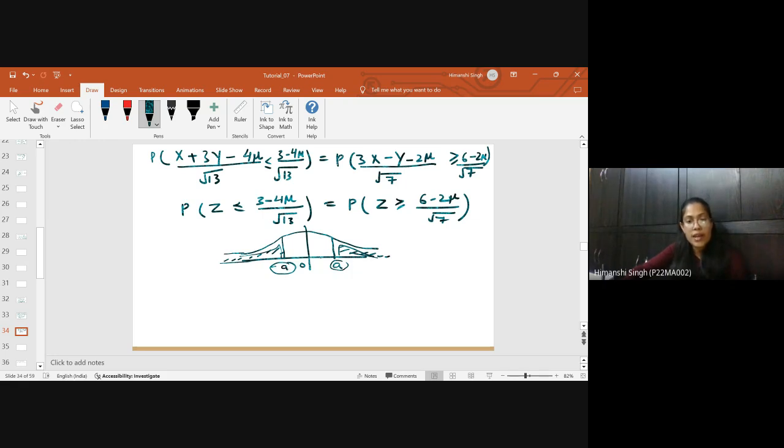So if I take the probability z greater than or equal to this quantity and z less than or equal to this quantity, then both of them must have the relation that this is the negative of this, or this is the negative of this. You understand this? Yes, ma'am.